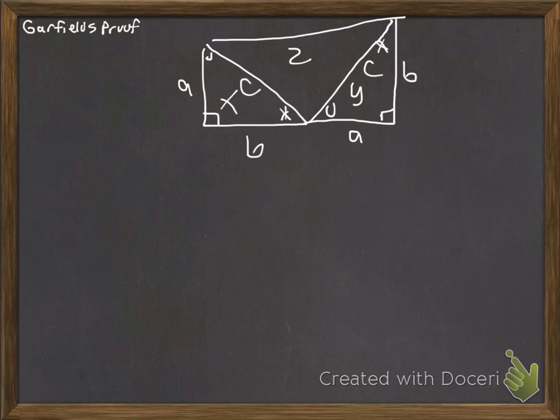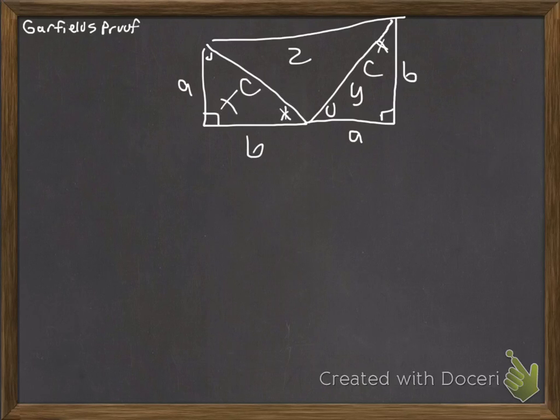So President Garfield, among other things, besides being President of the United States, was a mathematician, and he was credited with finding a unique proof of the Pythagorean Theorem, and he did it as follows. Notice on the board we have three triangles, triangle X, triangle Y, and triangle Z. Let's take a closer look at triangle X.